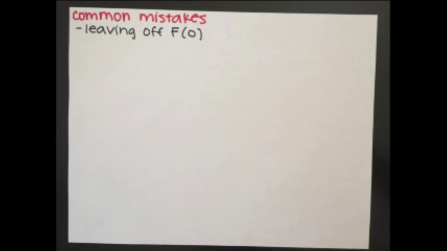A common mistake is leaving off f of 0. Because sometimes in polynomial functions f of 0 comes out to 0, people often just leave it off since it makes no difference. But in this case, in a sine and cosine function, plugging in 0 for cosine actually yields a value other than 0, so it is necessary to not forget it.